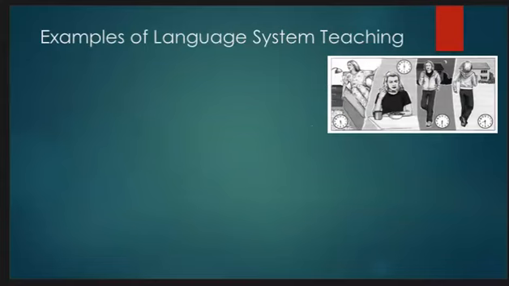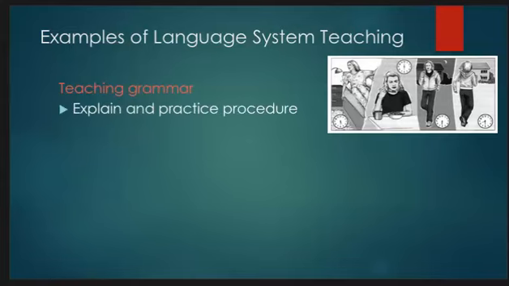So we'll look at a few examples from the textbook of teaching parts of the language system, including grammar, pronunciation, vocabulary, and language functions. The first one is teaching grammar, and the example from the book is one that involves some explain and practice procedure. So the teacher is choosing to teach present simple through habitual actions. They choose the theme of a marathon runner and her daily routine.